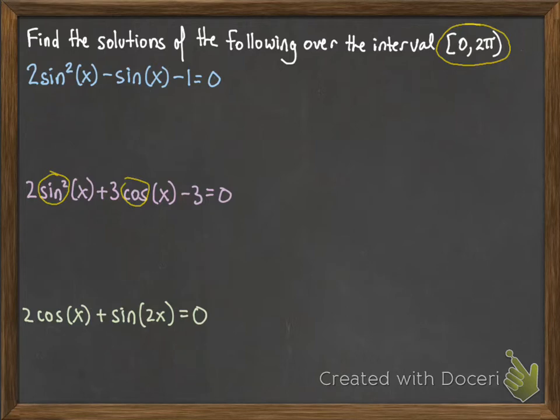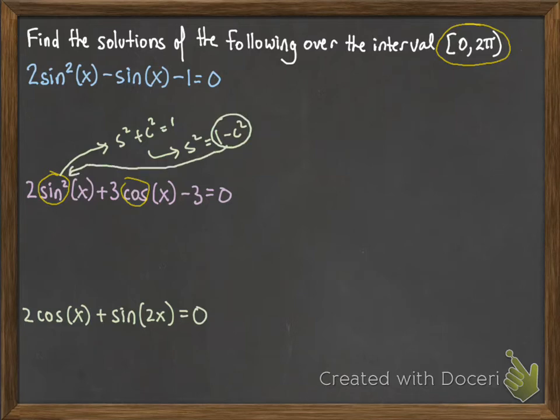So what we want to do is, since this guy's squared, it might be easiest to use the fact that sine squared plus cosine squared equals 1, and therefore we can say that sine squared equals 1 minus cosine squared. Then we can put that in for this guy, and now have everything in terms of cosine. So let's do that out and see where this takes us. So we get 1 minus cosine squared x plus 3 cosine x minus 3.